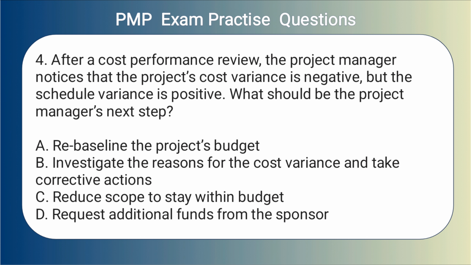4. After a cost performance review, the project manager notices that the project's cost variance is negative, but the schedule variance is positive. What should be the project manager's next step? A. Rebaseline the project's budget. B. Investigate the reasons for the cost variance and take corrective actions. C. Reduce scope to stay within budget. D. Request additional funds from the sponsor.